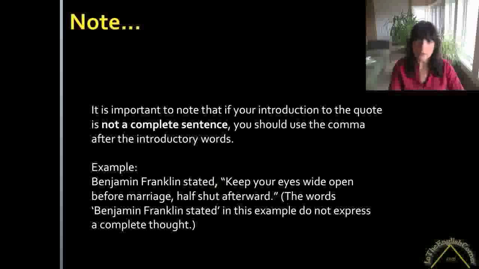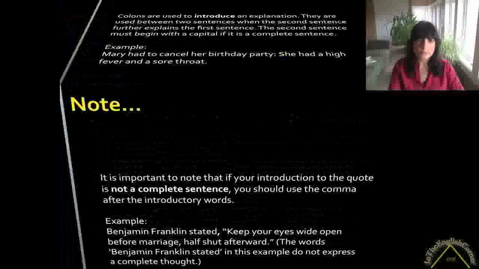It's important to note that if your introduction to the quote is not a complete sentence, then you should use a comma after the introductory words. Example: Benjamin Franklin stated, keep your eyes wide open before marriage, half shut afterward. The words Benjamin Franklin stated in this example do not express a complete thought. You therefore use the comma after stated and not a colon.